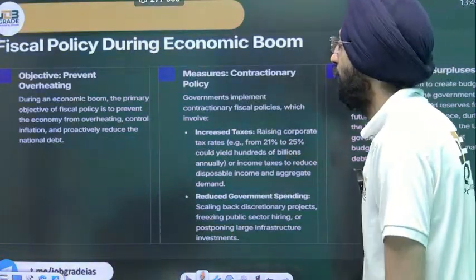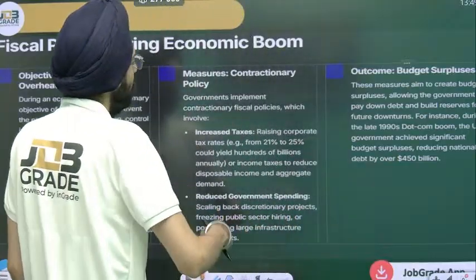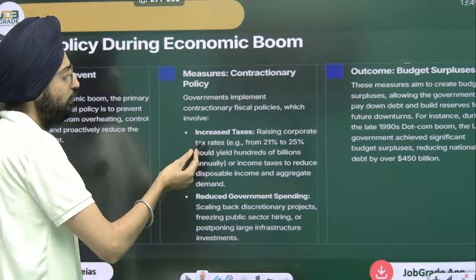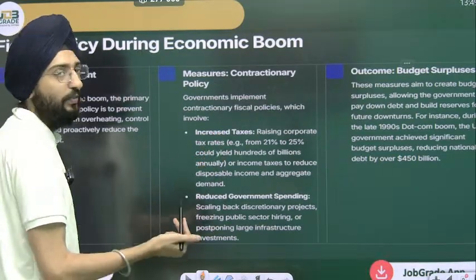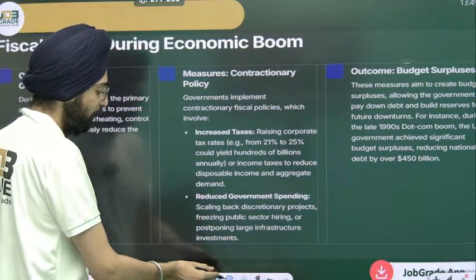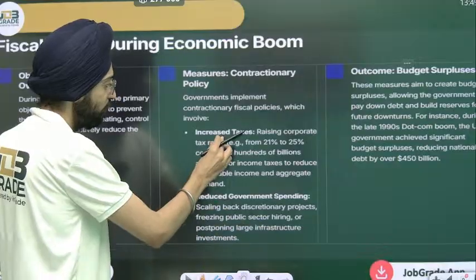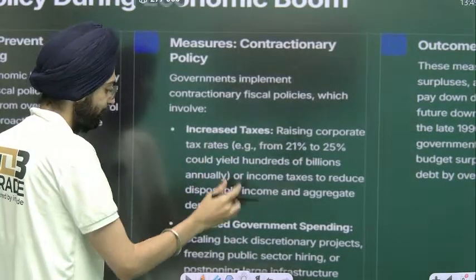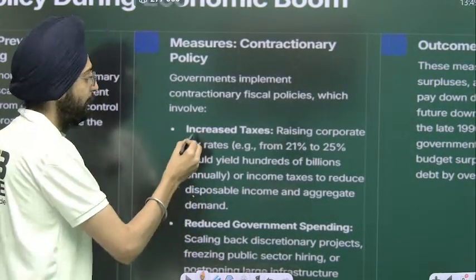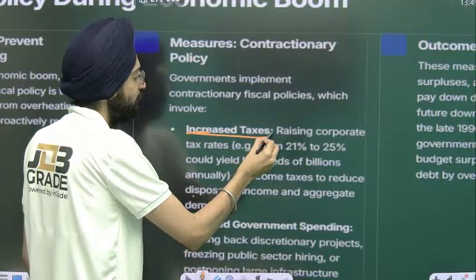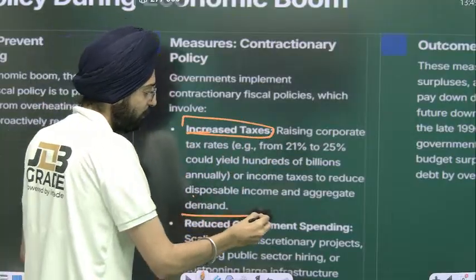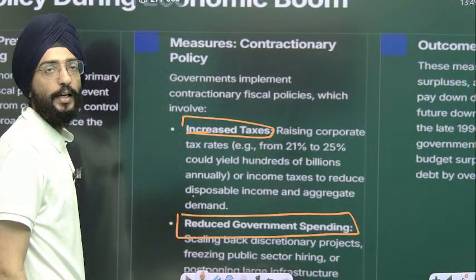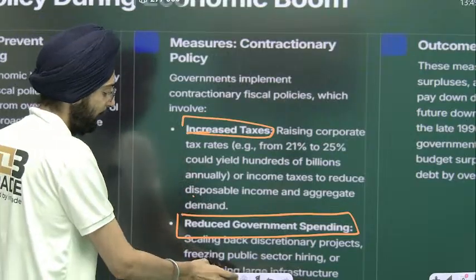Again, fiscal policy measures. Contractionary policy: the government implements contractionary fiscal policy, which involves increased taxes and reduced government spending. This is what we have studied in our chart. Just look at this: increase taxes and reduce government spending. That you need to understand, okay?